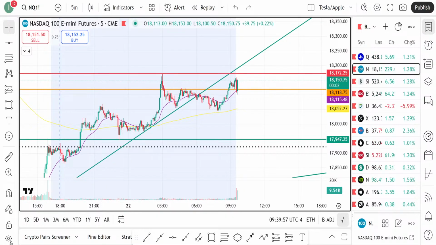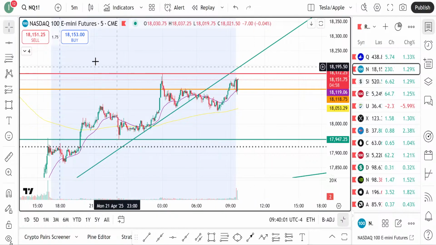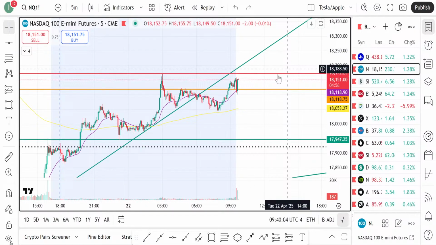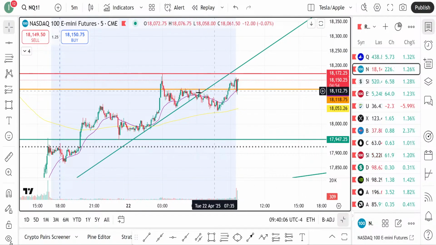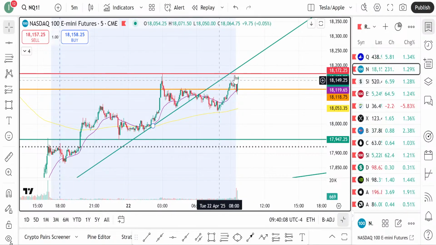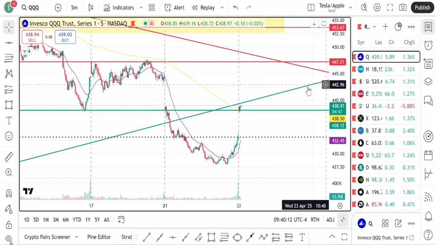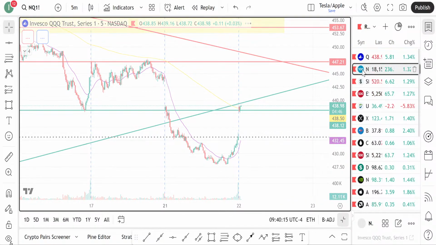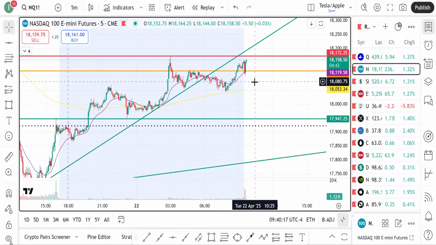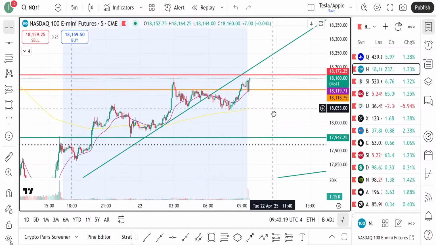Just so you guys know, I know I mentioned this before, but the Nasdaq is the same thing as the triple Qs. So if I see a buy or sell opportunity here, it's the same thing as this. They both move pretty much the same. So just so you guys know.